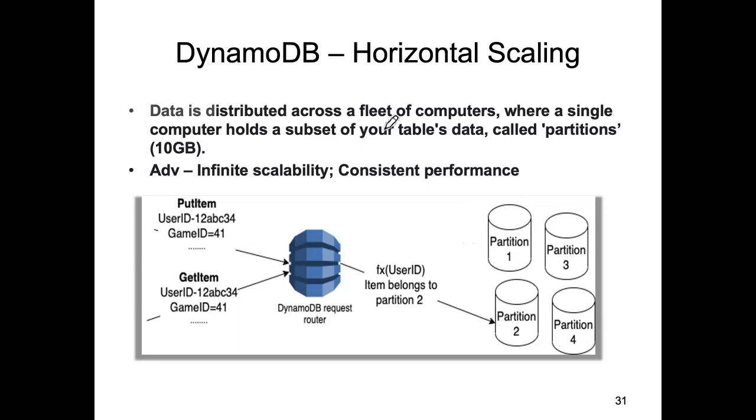So when you create a table, the data is actually distributed across a fleet of computers. I'm saying the very first point, it's automatically partitioned. The actual content of a table is distributed across a fleet of computers. And each computer stores one partition of your overall table structure, if you like.